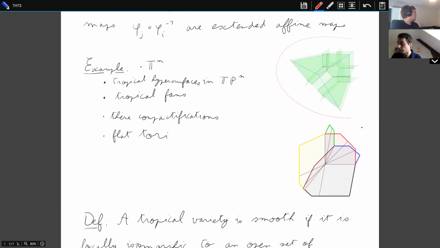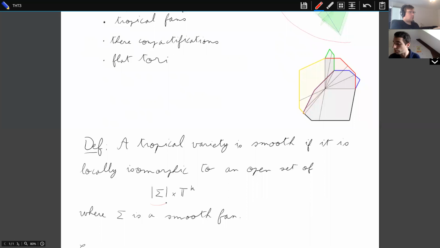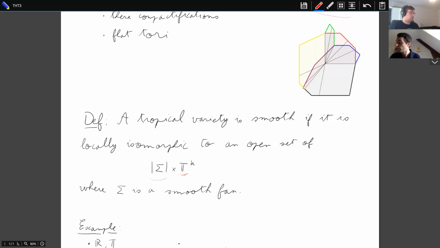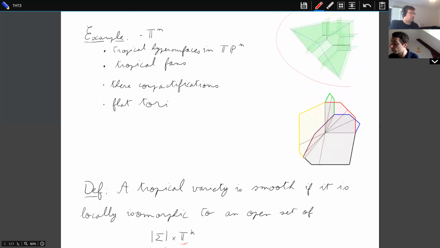And so I say that a tropical variety is smooth if it is locally isomorphic to an open set of the form the support of a fan, which is smooth, times T to the K. So for instance, you have complete fans, you have Bergman fans, you have non-singular tropical hypersurfaces, which are smooth also, I think. And for example, this is smooth. Why? Because here, the fan is smooth, and so the compactification of the fan is also smooth. So it's what I want to prove now.